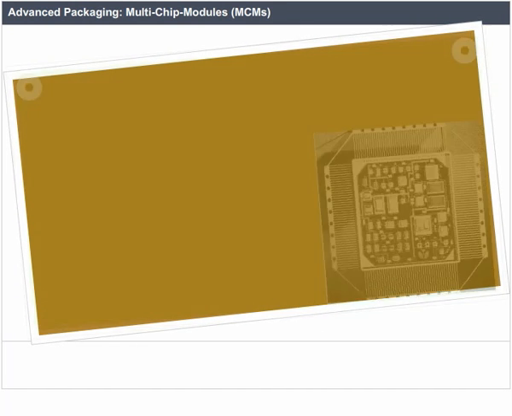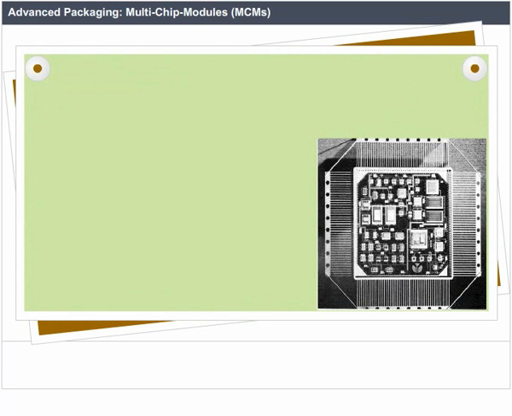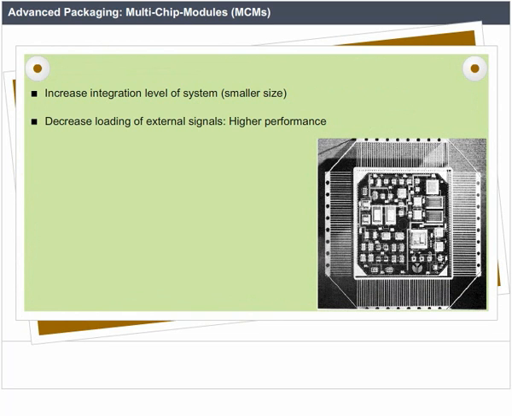Advanced packaging: multi-chip modules, MCMs. Increase the integration level of the system, smaller size. Decrease loading of external signals, higher performance. No packaging of individual chips. Problems with known good die.